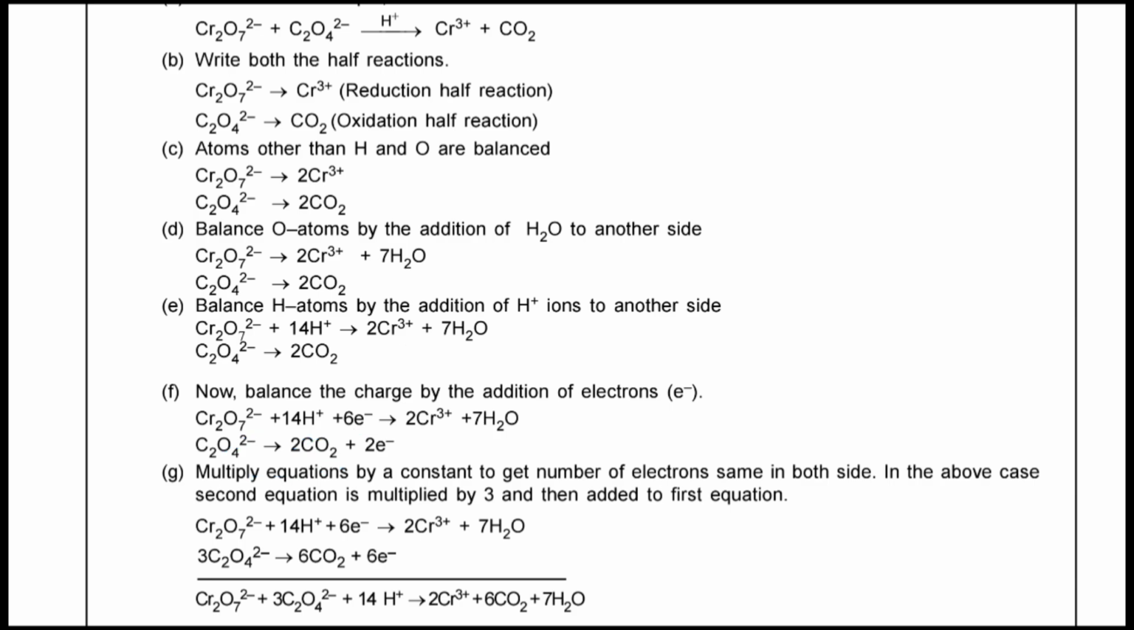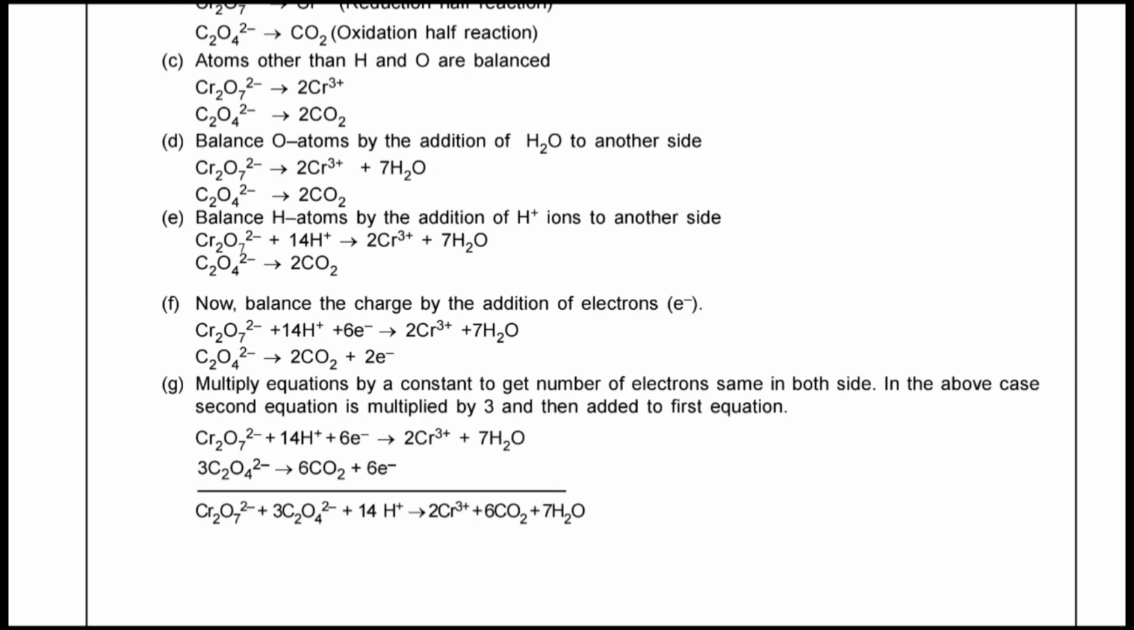So here we multiply the equation by a constant to get the same number of electrons on both sides. We multiply the second equation by 3 to get 6 electrons on this side. The 6 electrons on this side and the 6 electrons on this side will cancel out, and we will get our final equation, which is totally balanced. Ions are balanced, atoms are balanced.